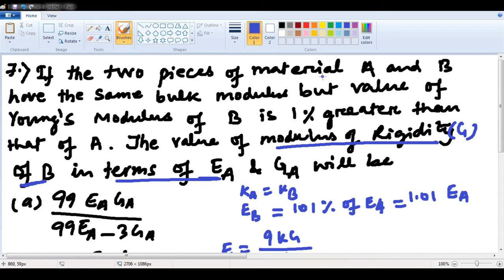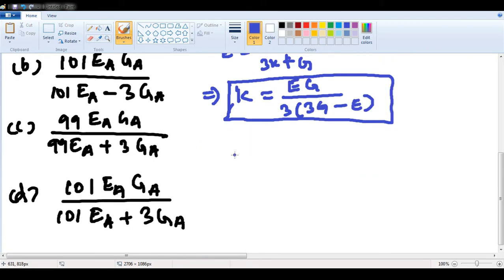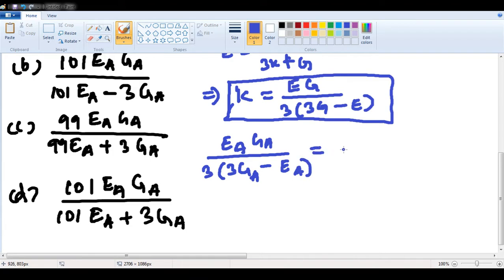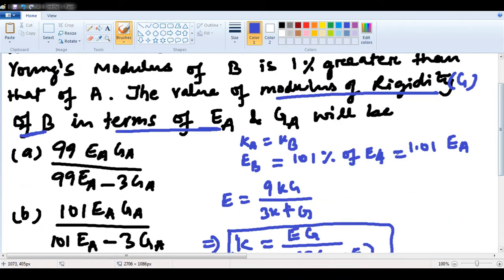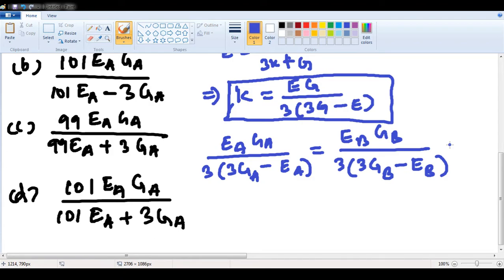Here it's telling same bulk modulus. So here two pieces of material A and B have the same bulk modulus. Now what I will do is, I will take for A and B side, that is EA GA divided by 3 times GA minus EA is equal to EB GB divided by 3 times GB minus EB. Correct? Now what is EB? 1.01 of EA. So I'll put that value over there.